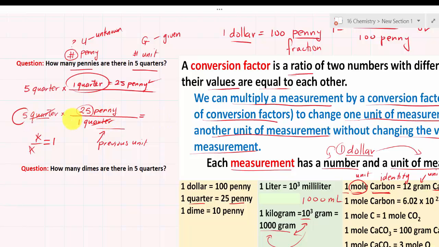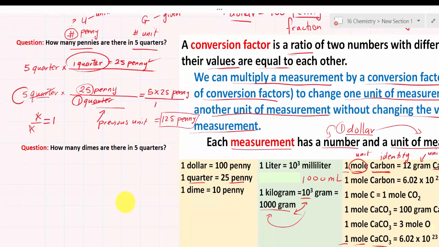Now we can simplify this. We have 5 times 25 penny over, notice how we have 1 right there, and it gives us a total of what? 5 times 25 is 125. So it's 125 penny over 1, which is equal to itself. So therefore, in 5/4, we have 125 penny. So that is the beautiful concept of conversion factor. Notice the value of 125 penny is the same value as 5/4.